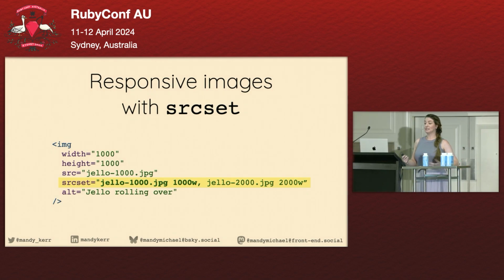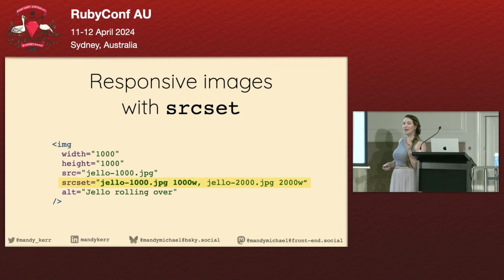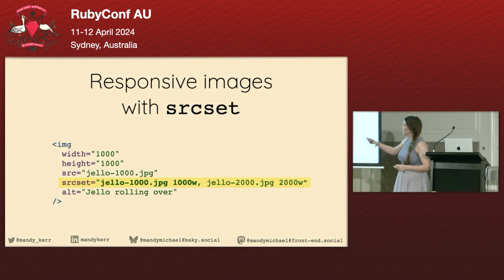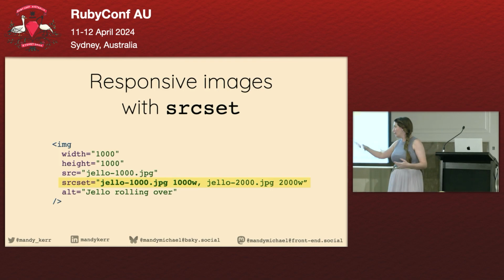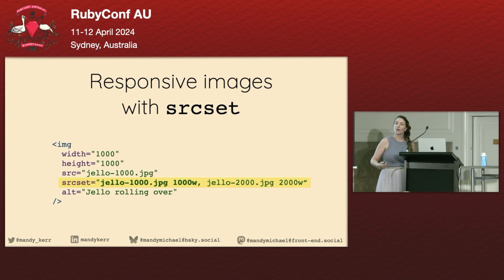What source set does is allow you to provide a comma-separated list of images with a width or density descriptor. So density is the DPI of the image. So in this case, we have two images, jello-1000 with 1000w and then the equivalent in 2000. And what this means is that that 1000 is 1000 pixels wide. The browser doesn't need to download the image to know how wide it is.